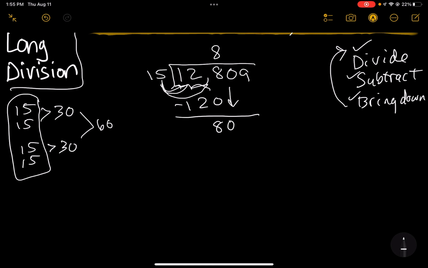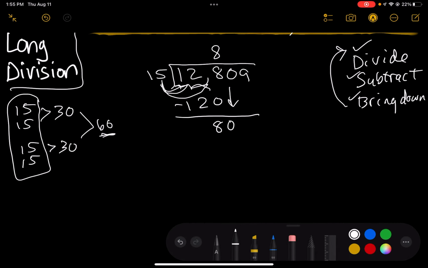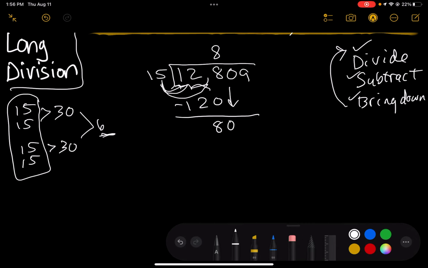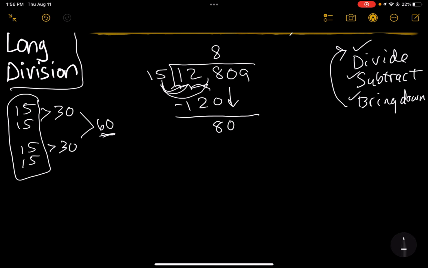15 into 80. Well, 60 is close to 80. But if I added another 15 to that 60, I would get 75. 60 and 15 is 75. So 1, 2, 3, 4, 5 15s gets me to 75. I have 5 left over, and I'm bringing down.